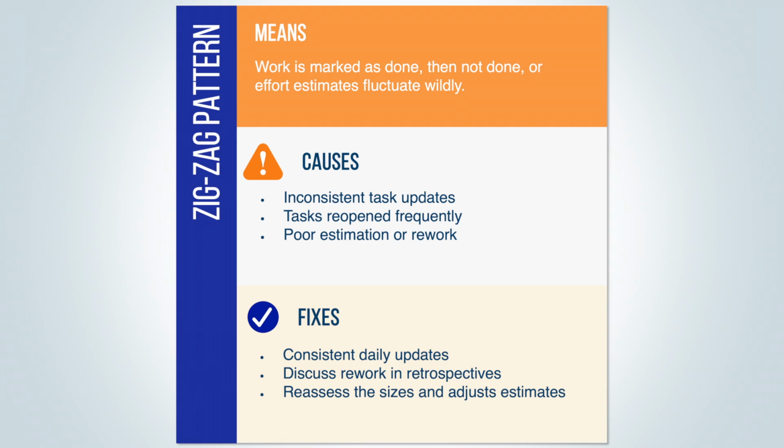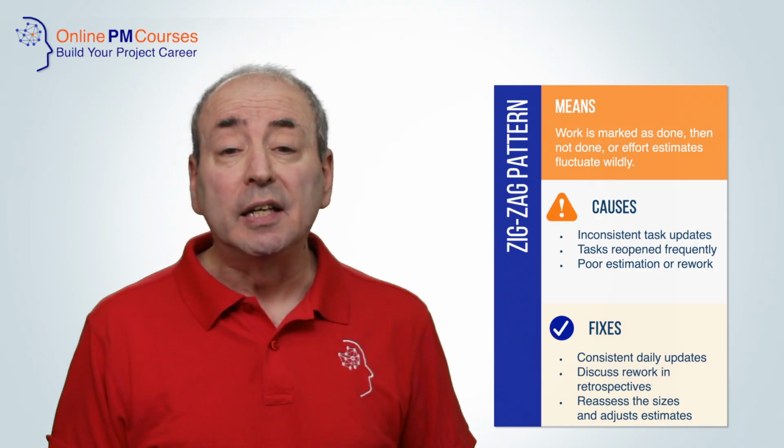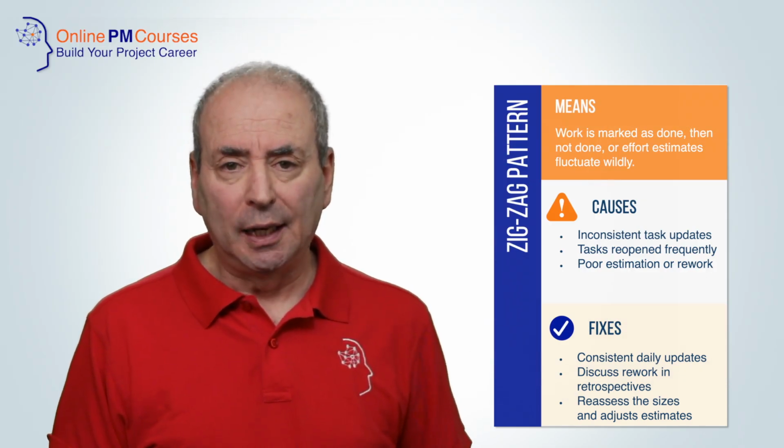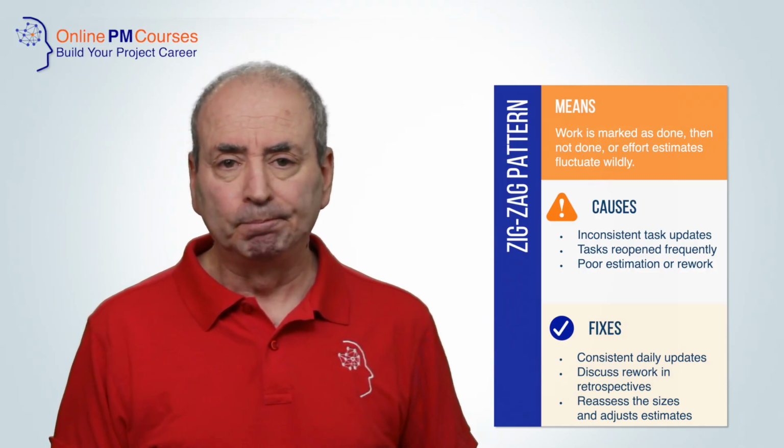The fix for this is first of all to encourage consistent daily updates and to be, to a degree, critical in your assessment of what you're being told. If a lot of rework is happening, you'll need to be discussing that in retrospectives to see why that's happening and what you can do to prevent it. And of course, you may need to reassess estimates for future sprints and reconsider your sizing parameters and the way you go about using them.